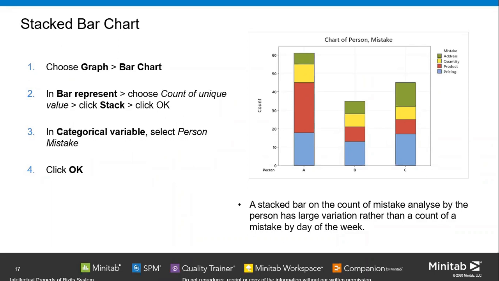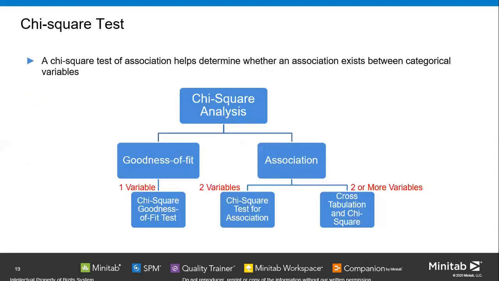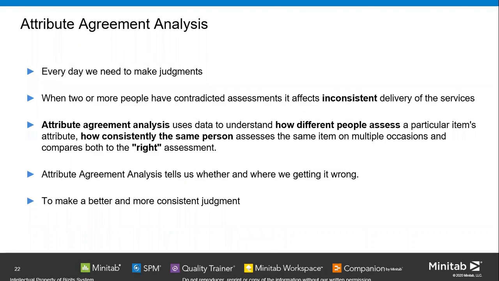We want to have more significance on this statement, so we go for the chi-square to confirm it. Is there an association between the two variables here? Okay. After that, we go for the next analysis, which is attribute agreement analysis.